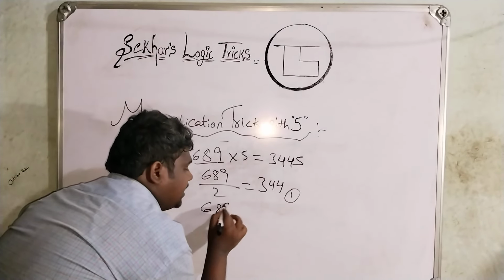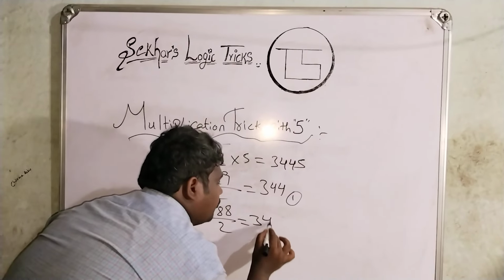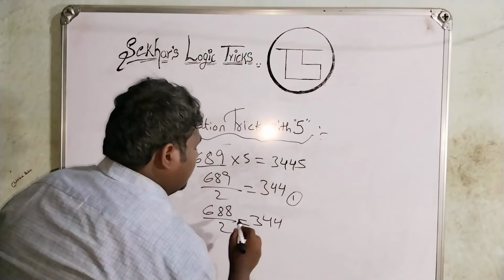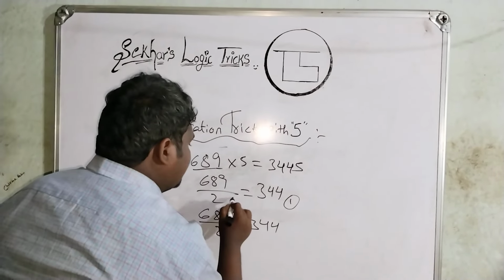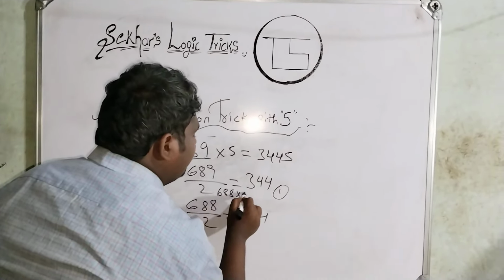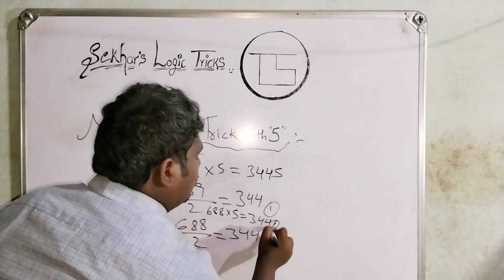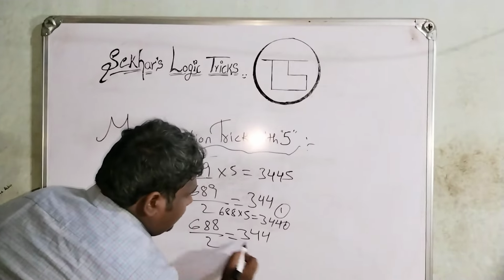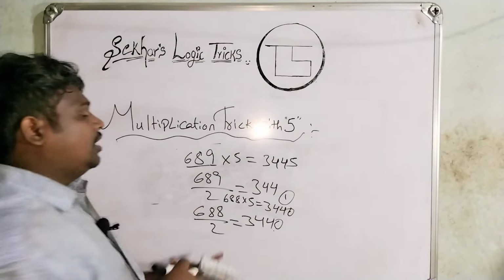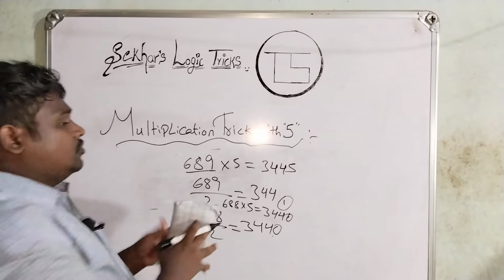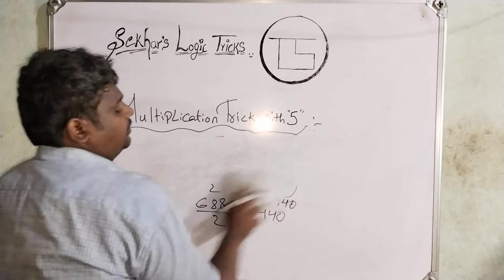See, 688 by 2 is nothing but 344. Okay, 688 into 5 is nothing but 3440. For 344 there is no remainder, so place 0. We have two tricks in it. Let us explain another time.